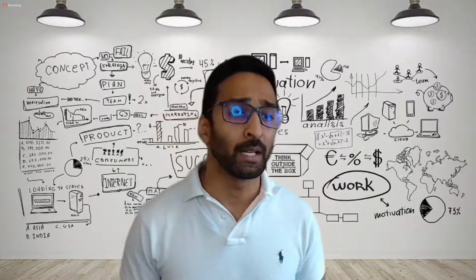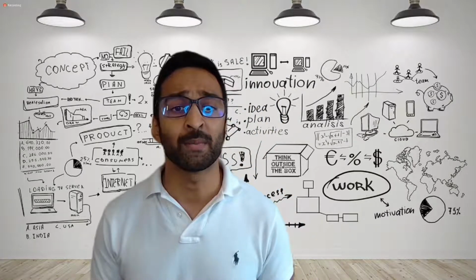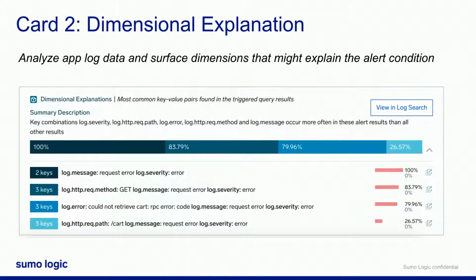The next card is dimensional explanation. Here, the system analyzes log data and surfaces dimension or key value pairs that might help explain the alerting condition. For example, this card is telling us that errors started happening while talking to the cart service, right? The last two rows here sort of point towards that.